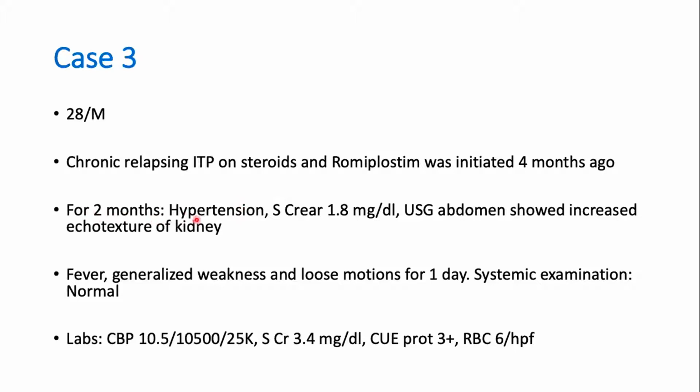Two months after initiating this drug, he developed hypertension and renal dysfunction, and ultrasound also showed mild increase in echotexture of the kidney. He was advised to consult a nephrologist, but he didn't turn up. He presented to me with fever, weakness, and loose motion for 1 day, and the rest of the examination was normal. His labs showed severe thrombocytopenia with platelet count of 25,000. Creatinine was 3.4, and there was albuminuria on urine analysis.